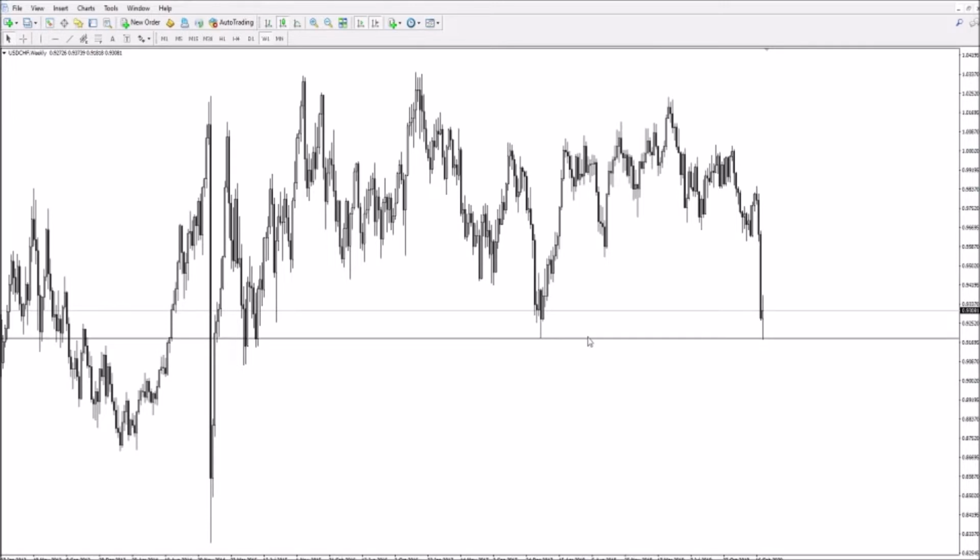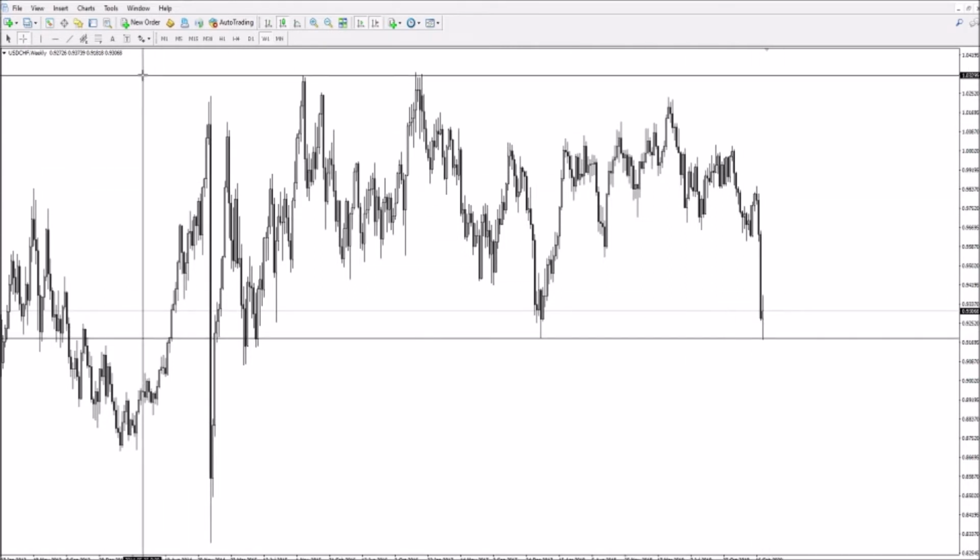we have this low taken where we bought before, so even though it did come steaming down into this level, it did do the exact same thing here. It did the exact same thing here, so wouldn't be scared of buying coming into these levels.